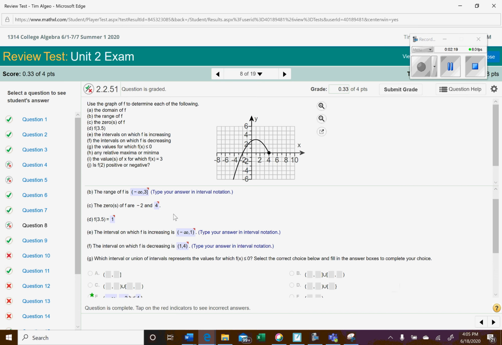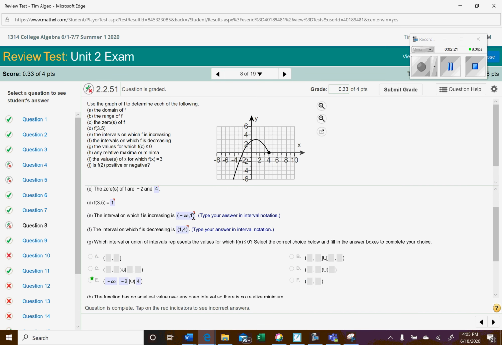All right, let's see. Increasing, so it's increasing. So basically you just give the domain for where the graph, the y values, are rising. So from negative infinity, if you were to continue it down, it's increasing from left to right. It's increasing until you get to 1, and that's where it stops increasing. So from negative infinity to 1, and then it's going to decrease from 1 to 4, which we have right there.